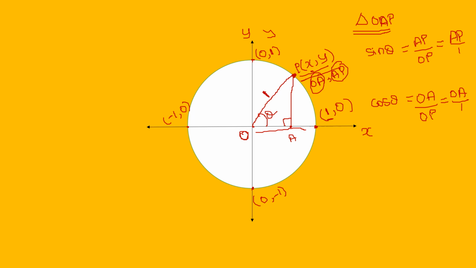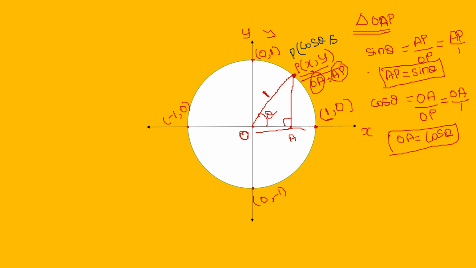So at last, what did we get from this? AP is equal to sine theta. Yes, so we got the value for AP, and OA is equal to cos theta. So we got the value for OA also. Now I can define this point, instead of x comma y. What is x? It is OA. So x is cos theta and y is sine theta. Understood?